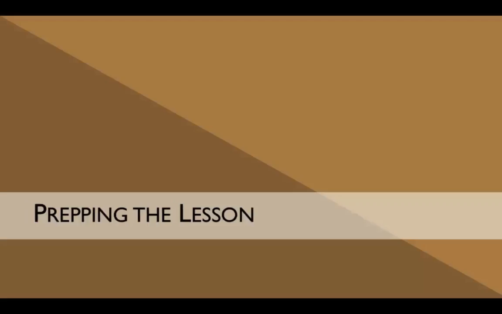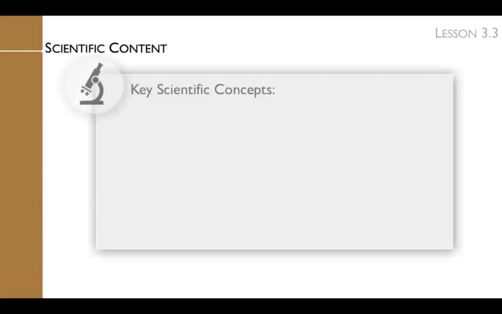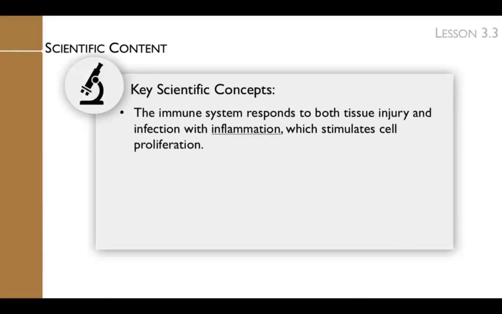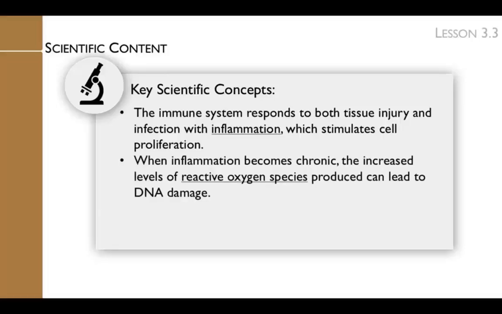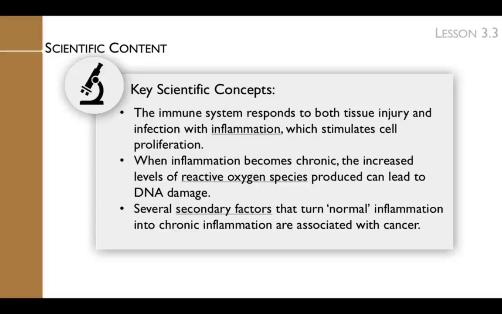To prepare for this lesson, you'll need to review the following key scientific concepts that will be presented throughout the lesson. The immune system responds to both tissue injury and infection with inflammation, which stimulates cell proliferation. When inflammation becomes chronic, the increased levels of reactive oxygen species produced can lead to DNA damage. Several secondary factors that turn normal inflammation into chronic inflammation are associated with cancer.